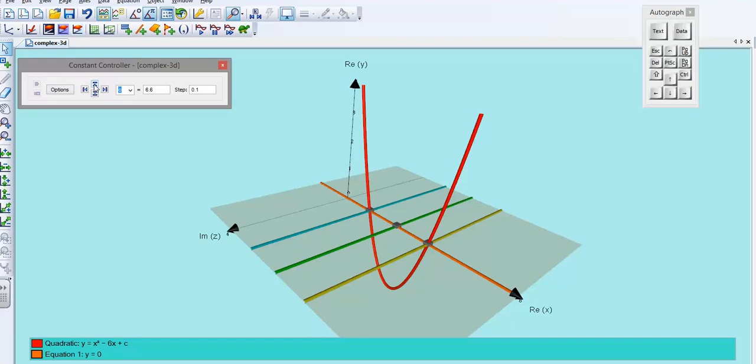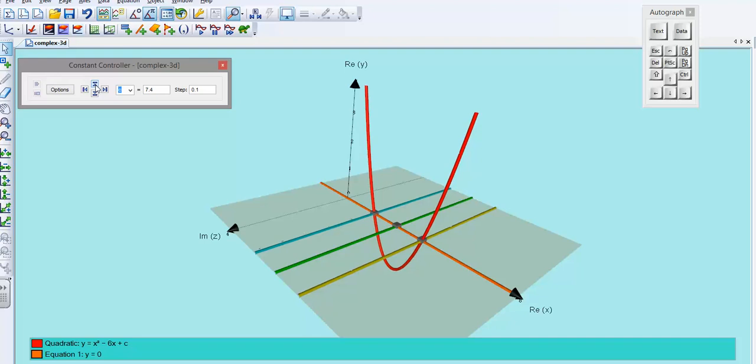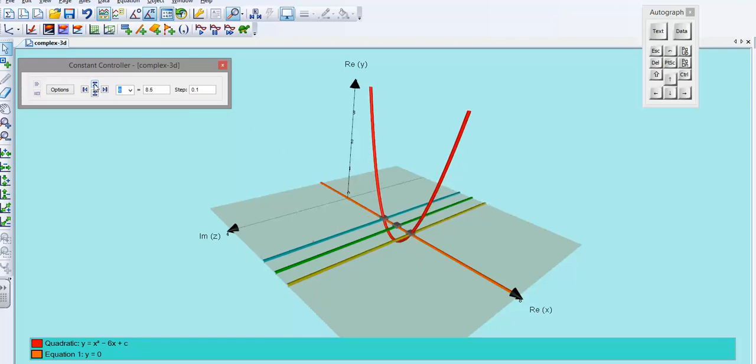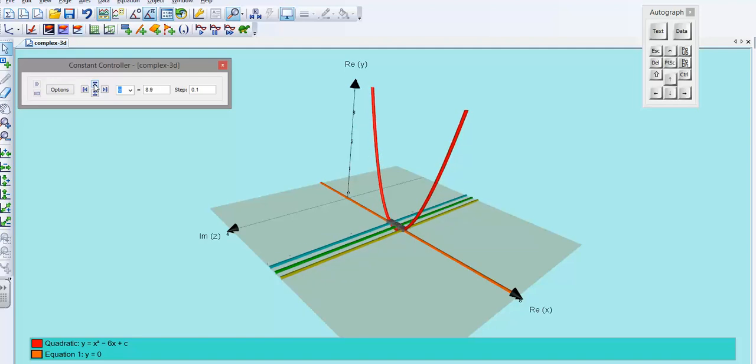So now let's try and see if you were correct. So I'm going to move the c value up. So we're going from 6.6, 6.8, 6.9, increase it a bit further. So as the quadratic moves upwards, the two real roots are getting closer and closer together. And we're going to see them actually close together.